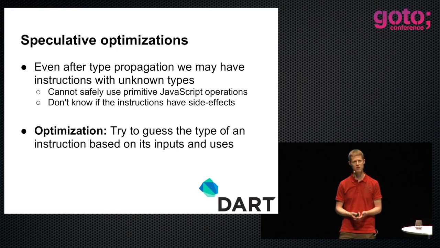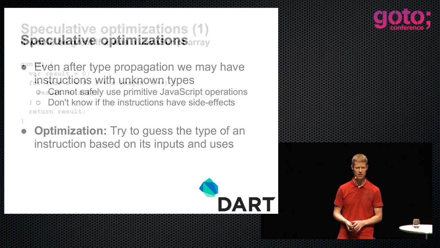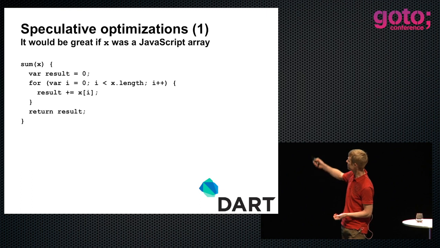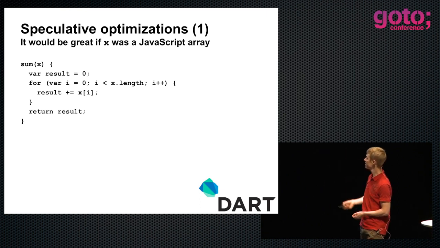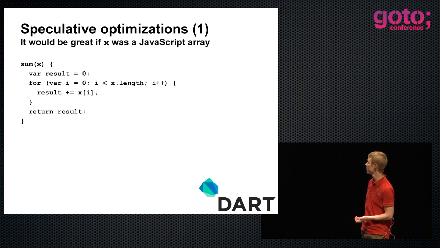So we try to guess based on inputs and how things are used, if they are, for instance, numbers. But when we're doing what we call speculative optimizations, we have to be aware that we're just guessing and we're not quite sure if we're right. So let me show you how that looks. If you have code like this that runs through an array, uses the x.length property, adds up everything in that, it would be really nice if we could optimize the access of the array elements of x and make use of the fast primitives for that.